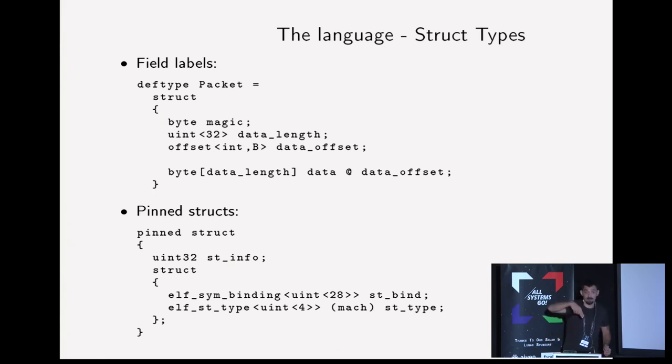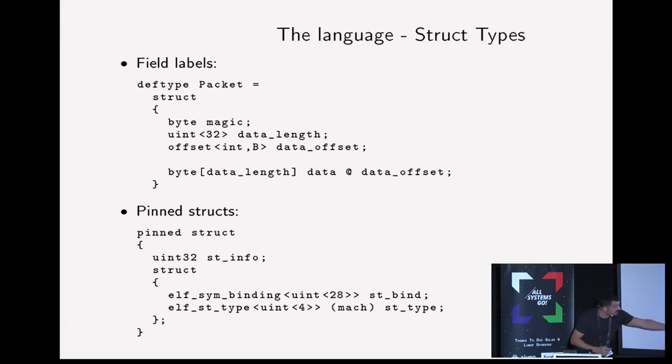I call them pinned because it's like the fields inside are pinned to the same place. Why? Because in a pinned struct, usually in POC, each field starts immediately after the previous one, right? But if you define the struct to be pinned, the different fields start at the same offset in IO space. I call IO space the file that you are editing. So it's like a C struct, right?